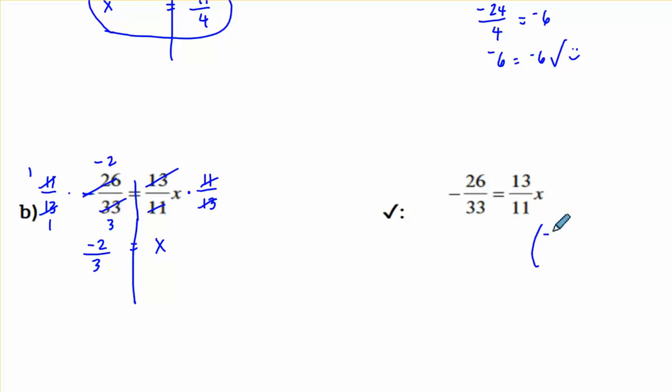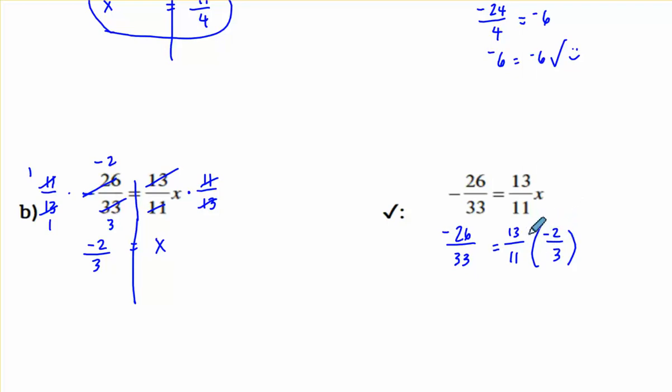I've got to use my parenthetical promise to prove it. So instead of x, I'm going to write negative 2/3 in parentheses. Everything else is going to come down. So my negative 26 over 33 and my equals and my 13/11ths. And now I actually do the work.